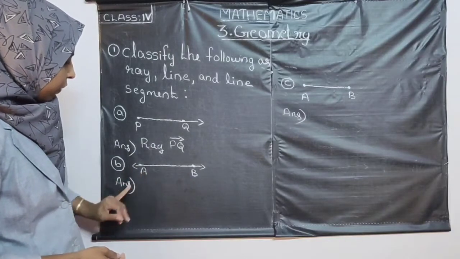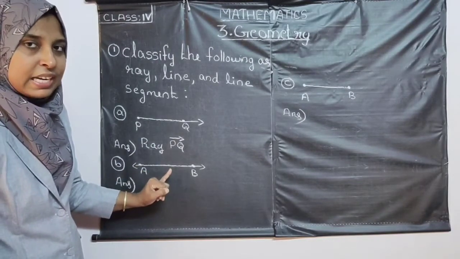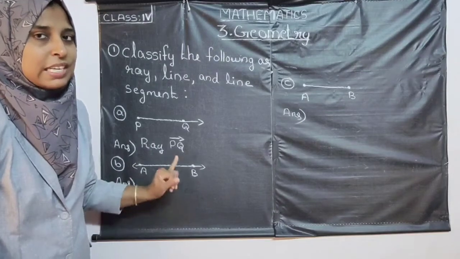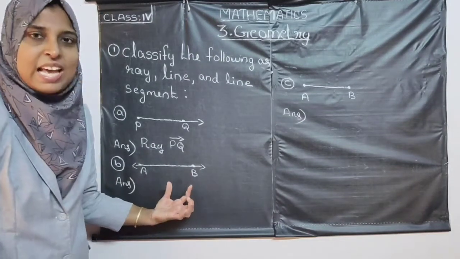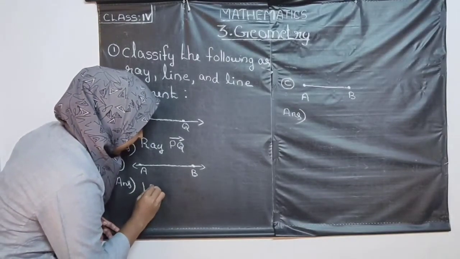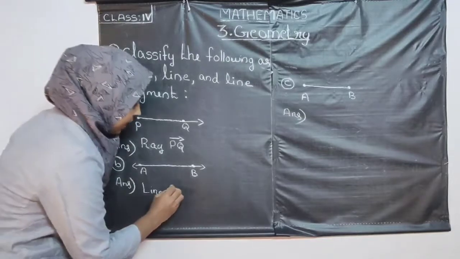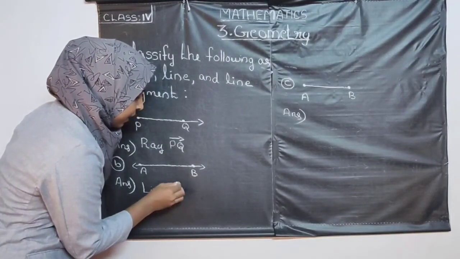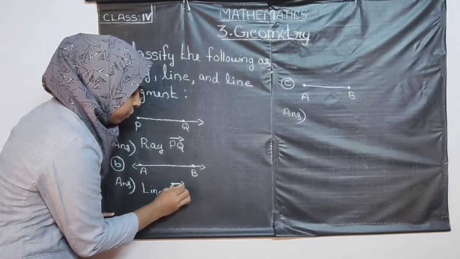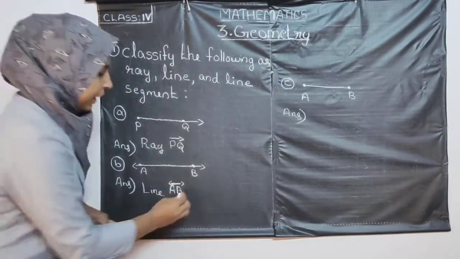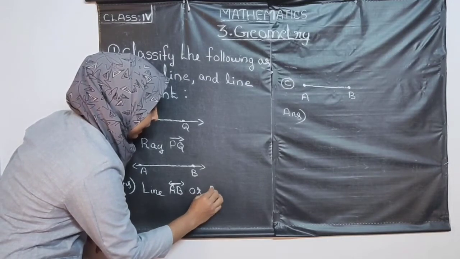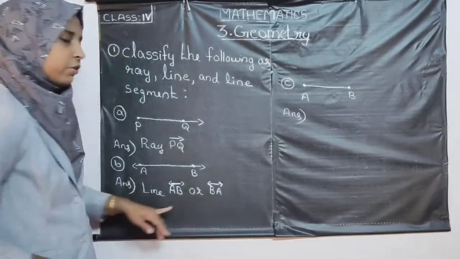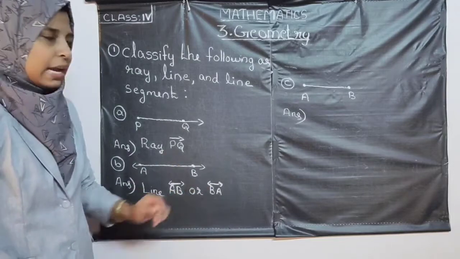Next, the second one. Here it is extended indefinitely in both directions. It has no end points. It is endless. So this is a line. How can we write a line, children? Line AB. We simply draw a straight line and put two arrows on both the sides. Line AB, or we can write line BA.